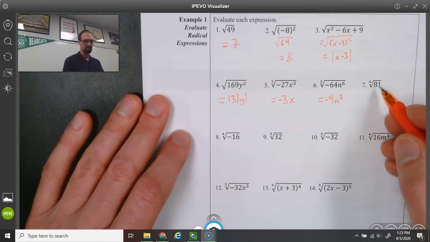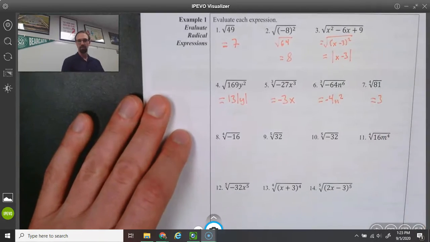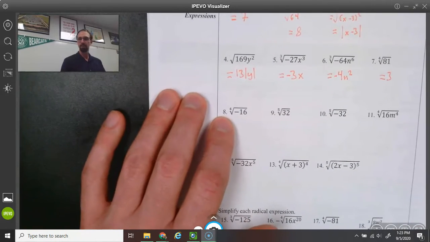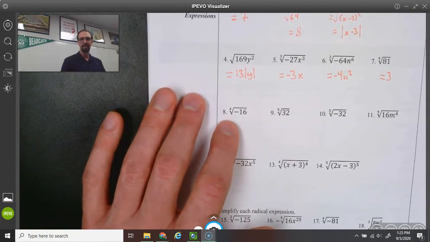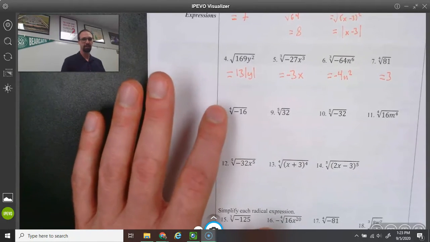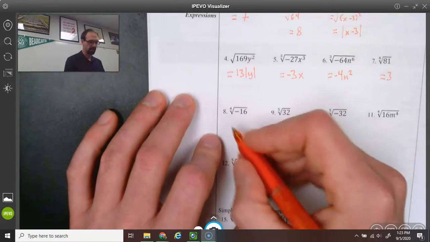Even root, fourth root of 81, that is 3. Again, no variable, so no absolute value markings. Number 8, the fourth root of negative 16, this is a non-real answer because of the fourth root and the negative 16 part. So this is a non-real answer.